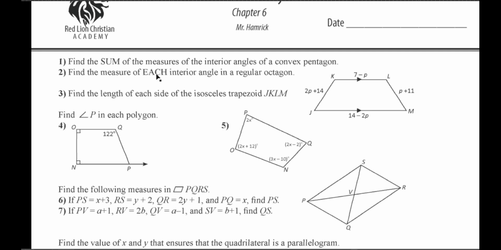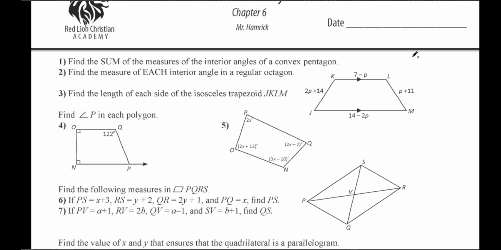So number one, find the sum of the measures of the interior angles of a convex pentagon. Now, this is not the picture for numbers 1 and 2. But do you remember how to do that? Oh, let's change this to red. And even if you don't have to take the test, you can participate, all right? Could use some help here. So what is it again?